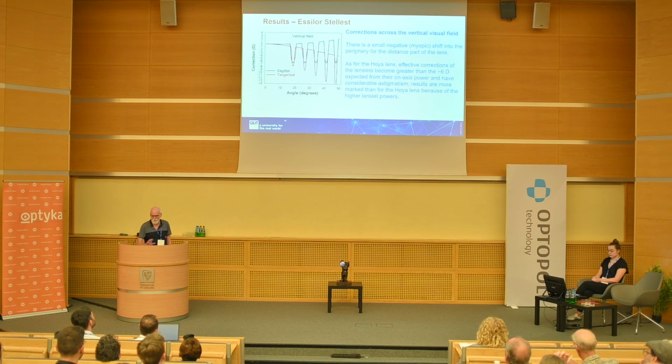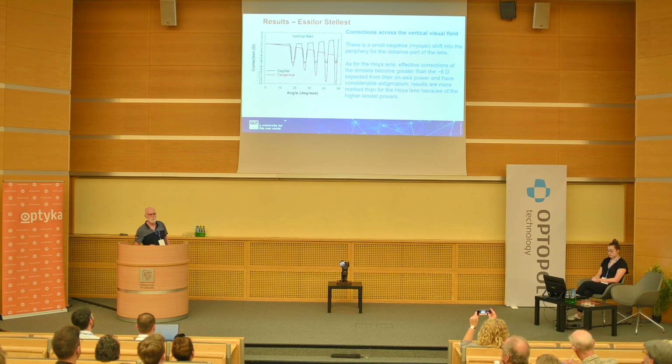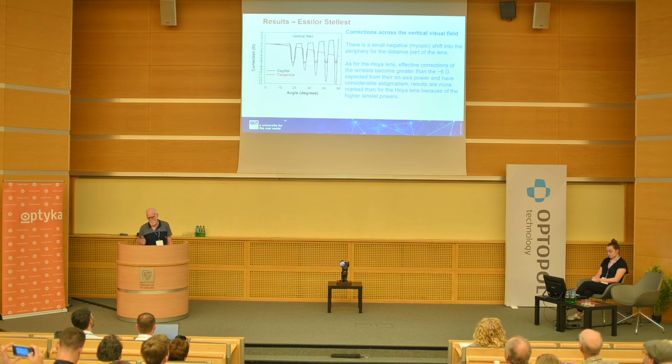Okay, well, just a couple of slides on the SLR lens. And really it looks very much like the Hoya, just a little bit exaggerated, because the power of the lenslets in their lenses are much bigger. Instead of a lens having a power of +4, the powers are +6. So of course that means the corrections and the astigmatisms are a little bit higher.